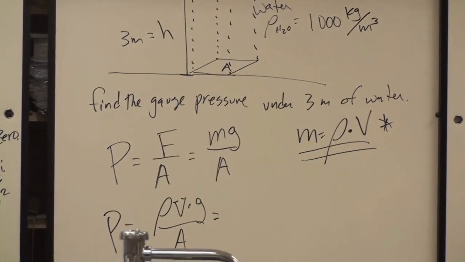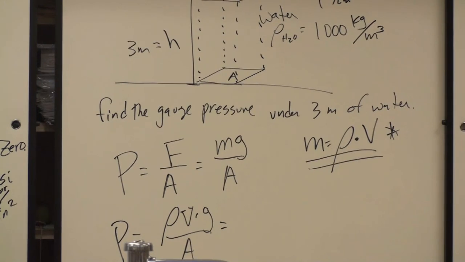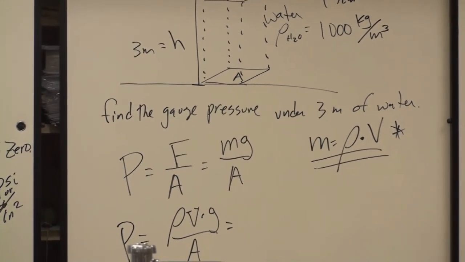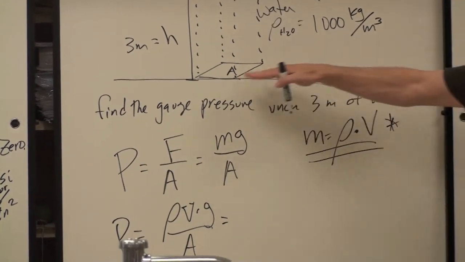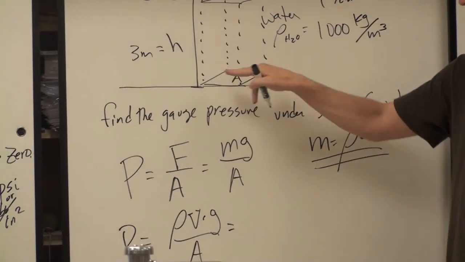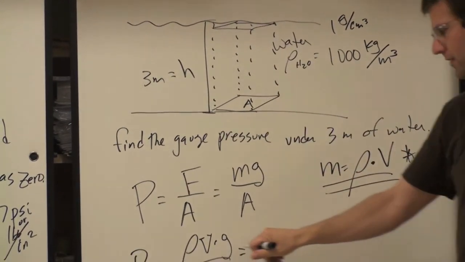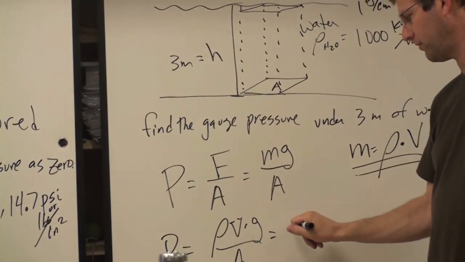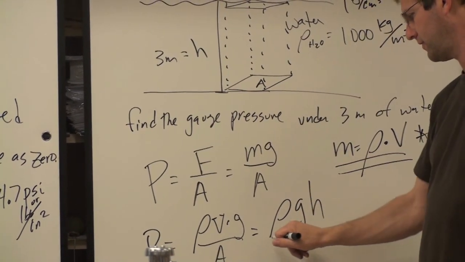What's volume over area? Height. Makes sense? The volume of a cube is length times width times height, and area is length times width. The area cancels out part of the volume, and you just get rho g h.